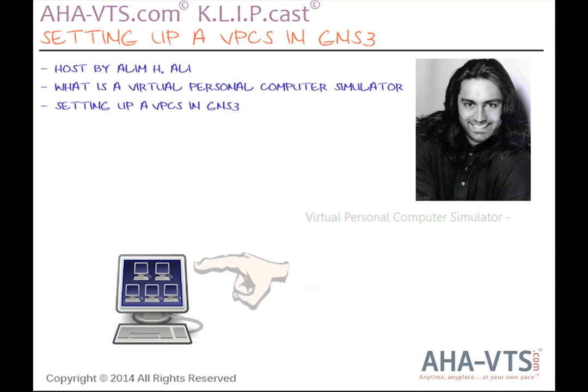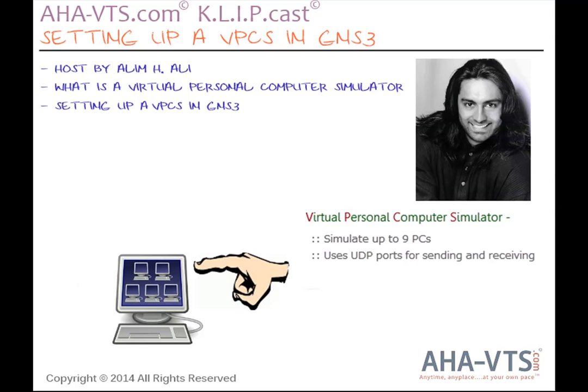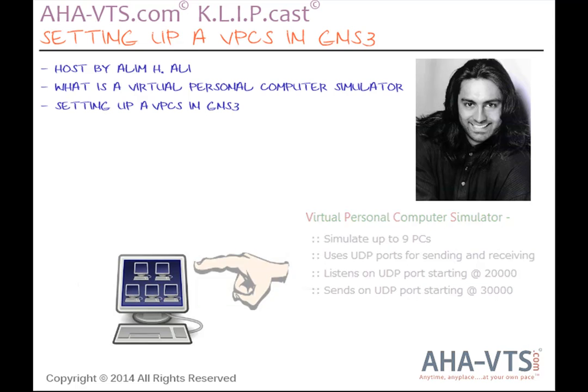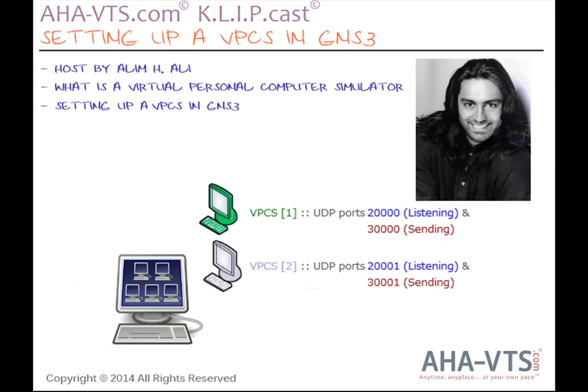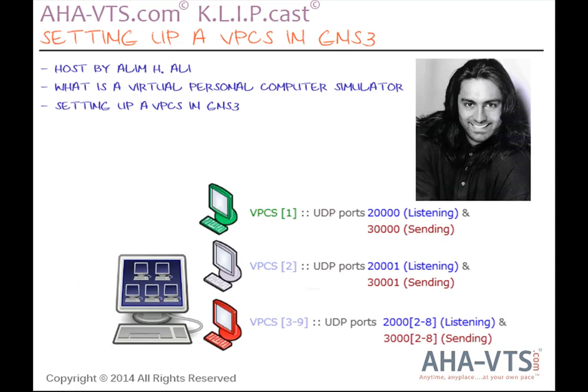network behavior. The VPCS can simulate up to 9 PCs, each of them using a pair of UDP ports to talk and listen to Cisco routers that run in your GNS3 environment. The virtual PC simulator listens on UDP port starting at 20,000 and waits for DynaMIPS to connect. It then sends packets to the UDP port starting at 30,000. So, for example, the first VPCS will use UDP port 20,000 for listening and UDP port 30,000 for sending. The next VPCS will use UDP ports 20,001 and 30,001 respectively, and so on for the remaining virtual PCs.